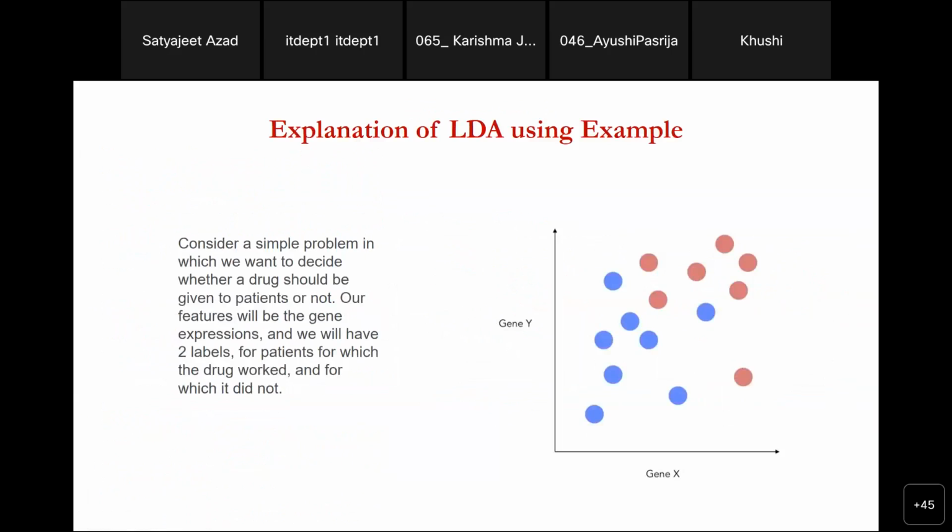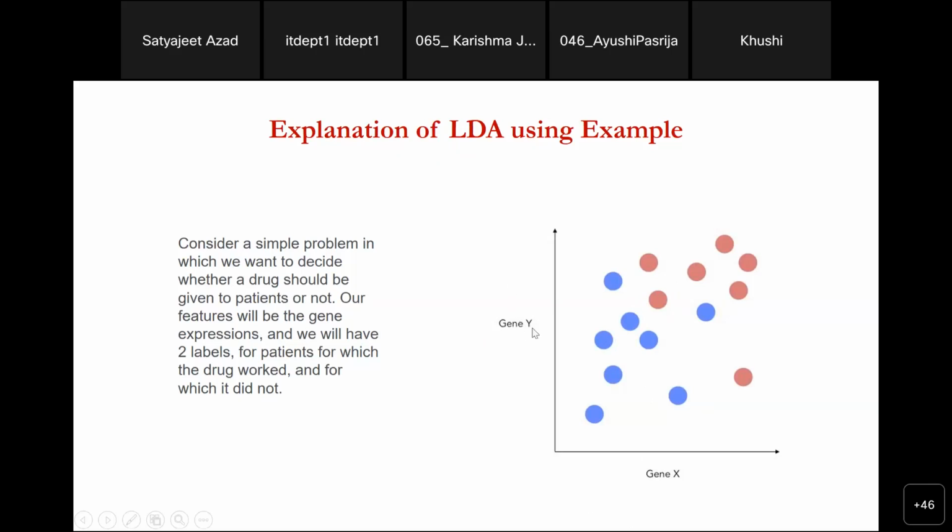So if you see this example first, consider a simple problem in which we try to decide whether a drug should be given to a patient or not, right? Let's say there are two features, gene X and gene Y. And we will have two labels, obviously blue and red. There are two class labels.